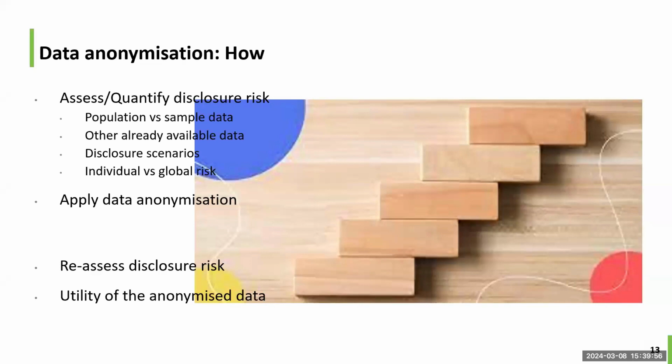You have to think whether you're looking at population data or sample. Also need to think about what other data are already available from the same population. What are the scenarios that might lead to disclosure? You also look at individual and the global risks. So some of the methods we apply at individual level, and then the other ones look at the data set as a whole. When you're applying the anonymization, you want to apply different techniques for categorical versus continuous variables. You also want to take into consideration the hierarchical structure of the data set.